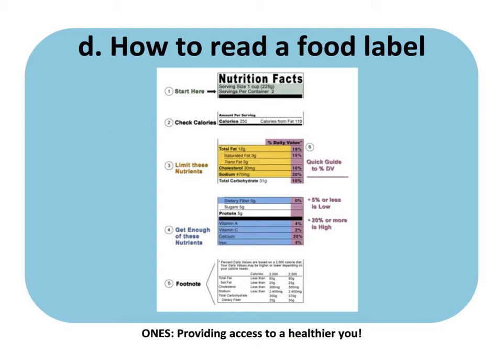Keep that in mind. The third step is checking total fat, saturated fat, trans fat, cholesterol, and sodium. When comparing food labels, combine the grams of saturated fat and trans fat and then choose the food with the lower combined amount.